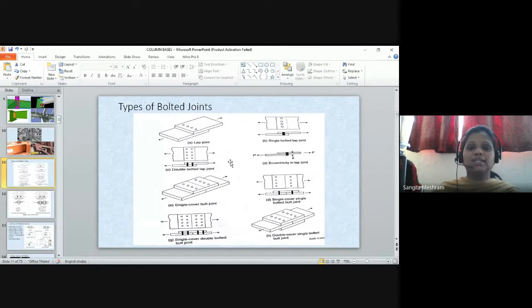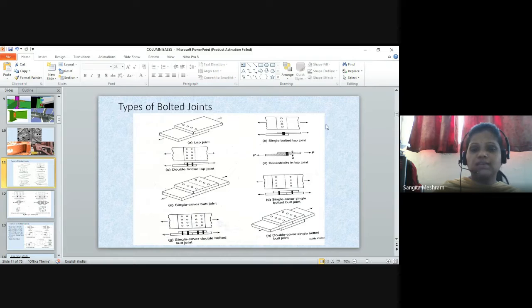There are different types of bolted connections. That means different joints are there. Basically there are two joints for which we are using these bolted joints: the lap joint and the butt joint. What is the meaning of lap joint? If the two plates are overlapping with each other, then that type of joint is nothing but a lap joint. Just see in this figure, these are the two plates which are connected, and also they are overlapping with each other, and they are connected with the bolt. So this type of joint is nothing but a lap joint.